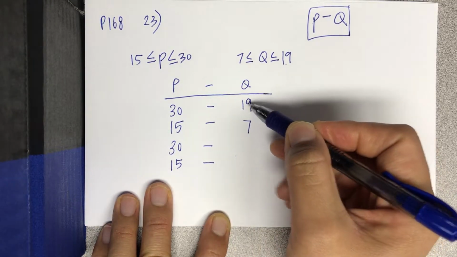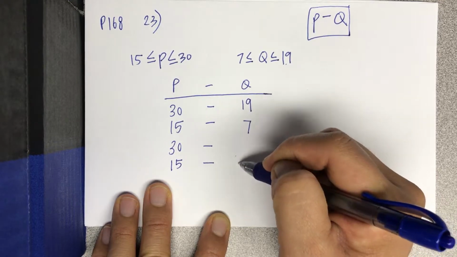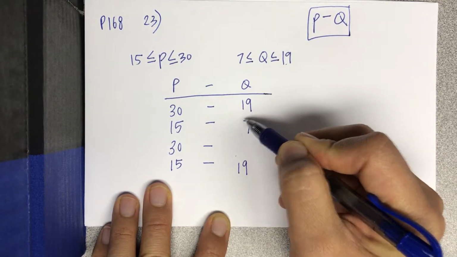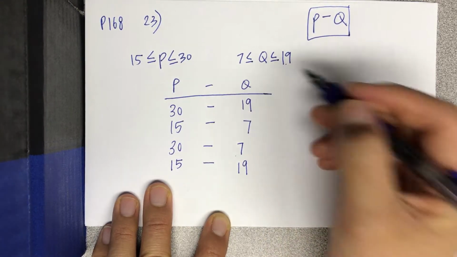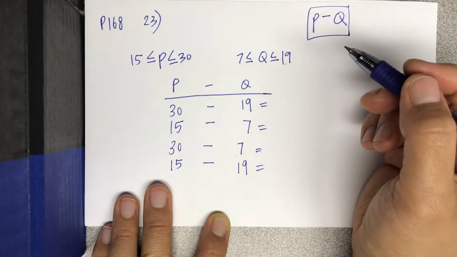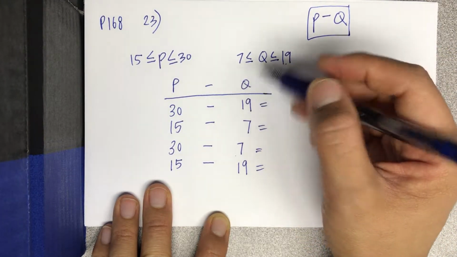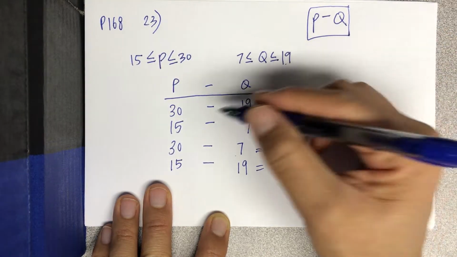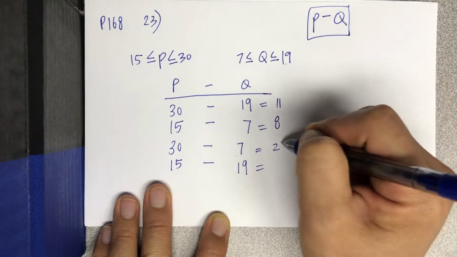And now we're going to swap, because what if the 19 could go with the 15, right? So I'm going to put the 19 with the 15 this time. And then the 7, because the Q could be as low as 7, I'm going to put that with the 30. And I'm going to find my range of numbers, basically the highest and the lowest. So 30 minus 19 is 11. 15 minus 7 is 8. 30 minus 7 is 23.